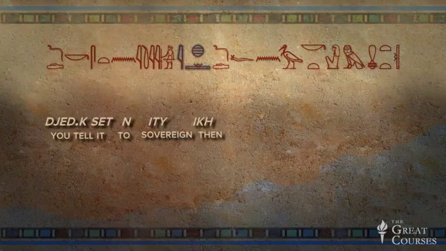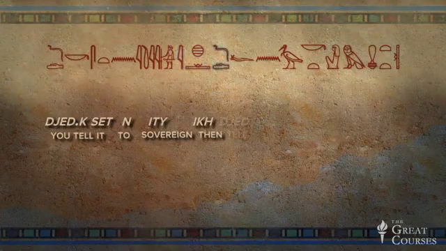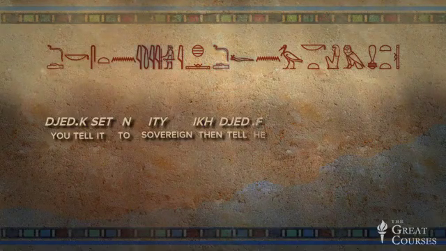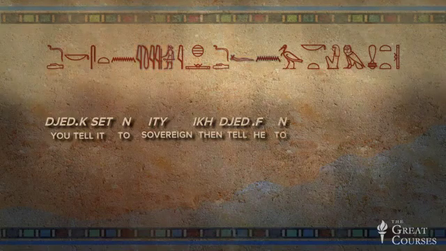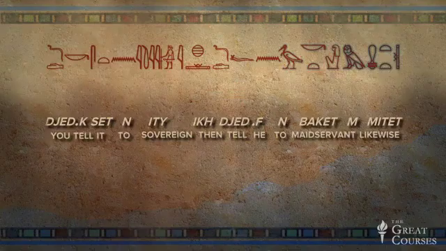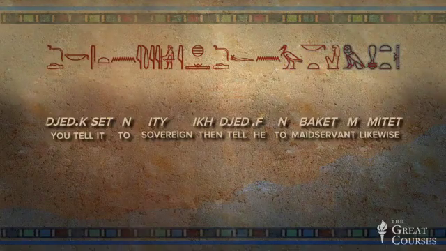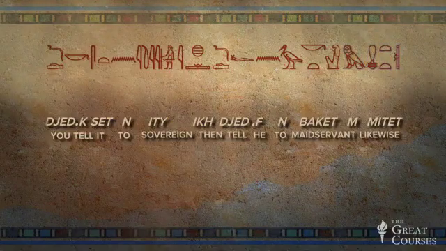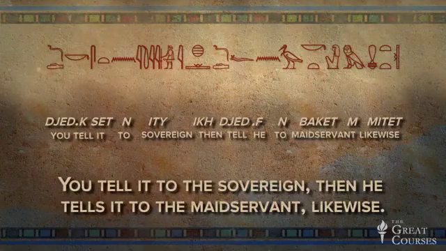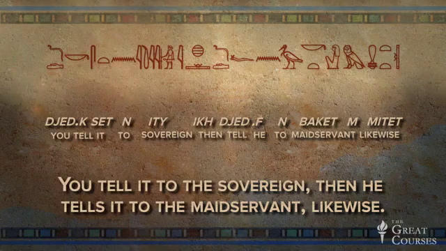What happens? We have our verb, dejet, again, to tell. This time, the sovereign tells it to whom? The maidservant likewise. The word likewise is just a form of our word me, which means like or as. Sounds like we have a blabbermouth sovereign. You tell it to the sovereign, then he tells it to the maidservant likewise. One last review sentence.